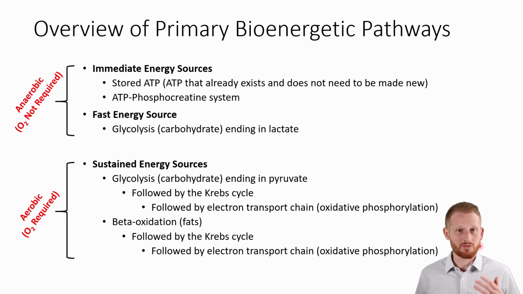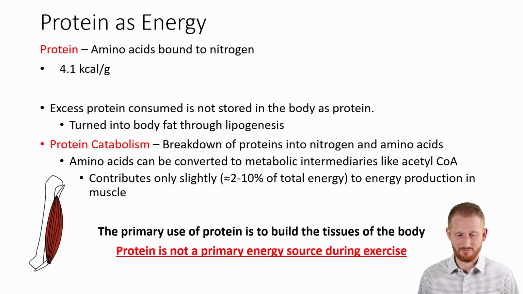Notice that we have carbohydrates, we have fats. We do not have protein listed on this slide. There's a reason for that, and let's go over that right now. Protein is just amino acids bound to nitrogen in such a way that basically our body can make use of it. And so from 1 gram of protein, we can liberate 4.1 kilocalories of energy if we need to. All right, so big caveat there is if we need to.